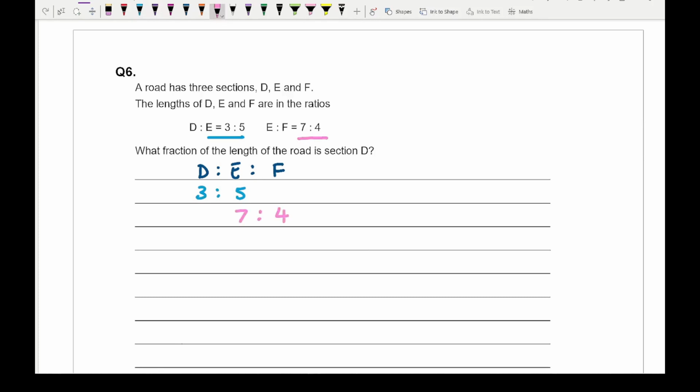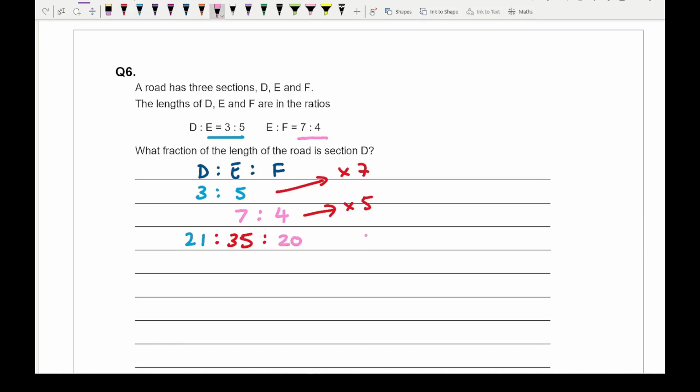Now what we want to try and do is get the ratios of E the same value. Thinking of a common multiple of 5 and 7, that's going to be 35. So what have I done there? Well, I've multiplied this ratio by 7, and I'm going to multiply this ratio by 5 to find the relative parts of D and F. So here 3 times 7 is 21 and 4 times 5 is 20.